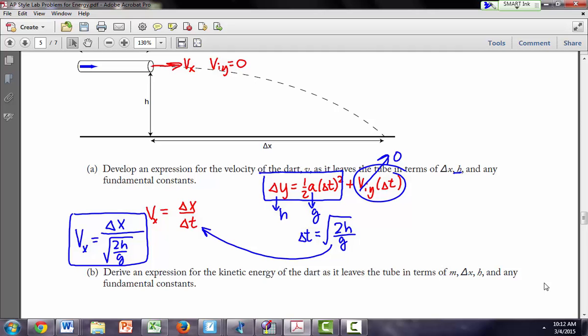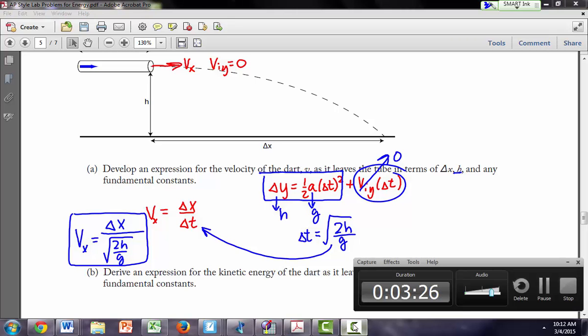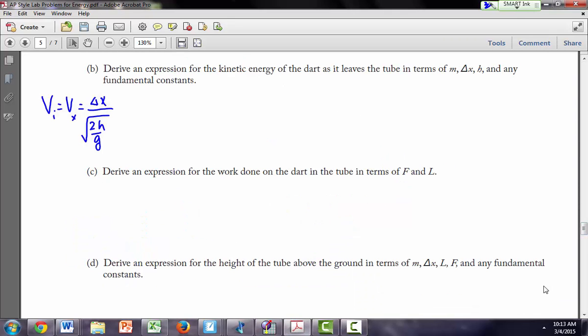I'm going to go ahead and clear that ink so that I can scroll down to B. For part B, it says derive an expression for the kinetic energy of the dart as it leaves the tube in terms of mass, delta x, height, and any other fundamental constants. Well, the kinetic energy is just 1/2 mv squared.